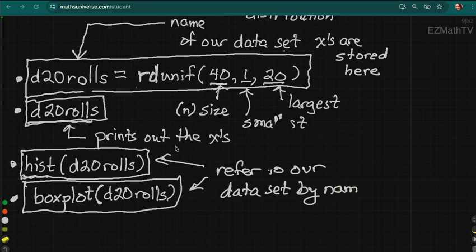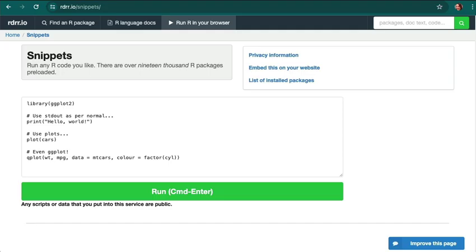Okay? So anytime you're doing something with your data, you need to actually refer to it by name inside the parentheses there. So we're creating it, we're printing it, we're making a histogram, and we're creating a box plot. Okay? So let's go over to that website.